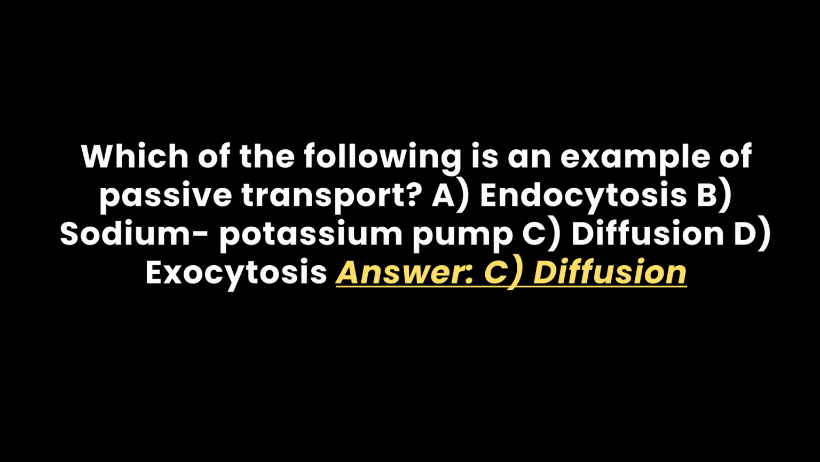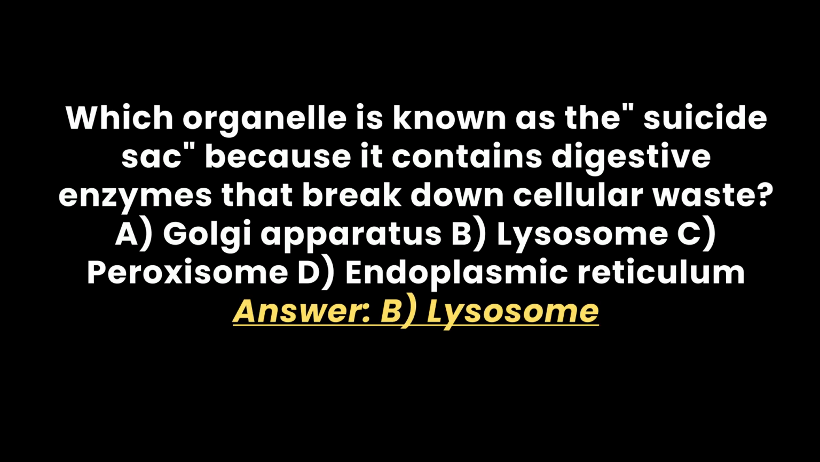A. Golgi apparatus. B. Lysosome. C. Peroxisome. D. Endoplasmic reticulum. Answer: B. Lysosome. What type of solution causes a cell to shrink due to water loss? A. Hypotonic. B. Isotonic. C. Hypertonic. D. Neutral. Answer: C. Hypertonic.